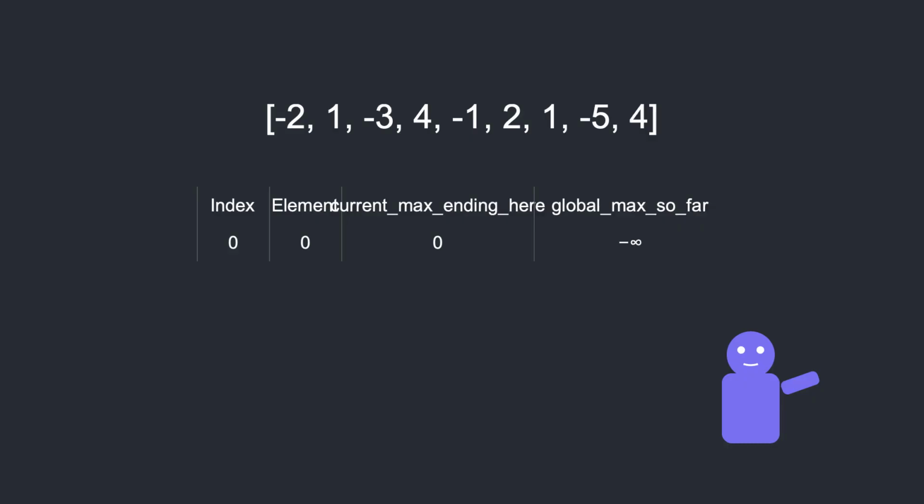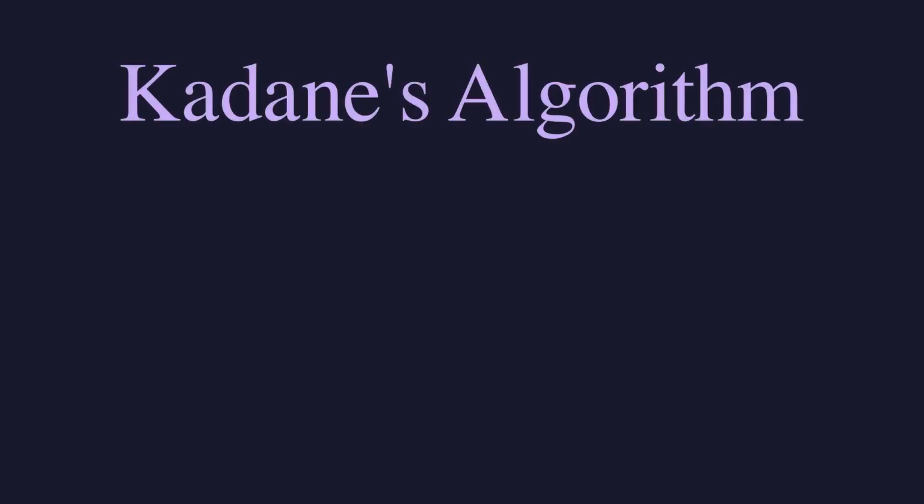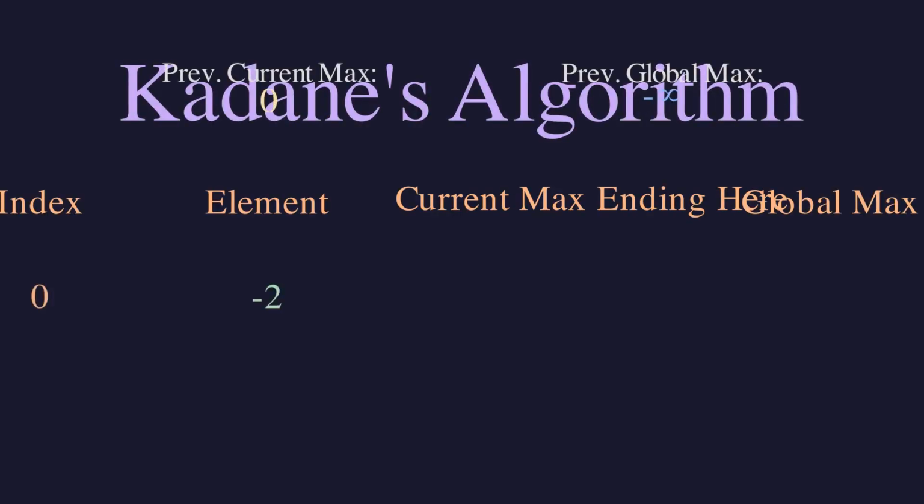Time to see Kadane's in action. Let us use our example array: -2, 1, -3, 4, -1, 2, 1, -5, 4. We start with current max ending here equals 0 and global max so far equals -infinity. Global max so far equals max -2, 1 equals 1.